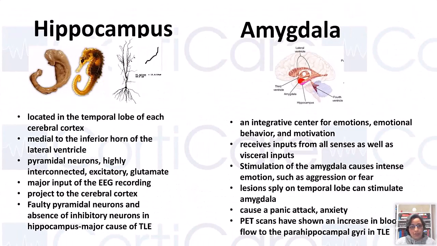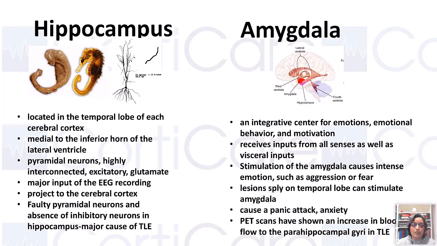I'm going to talk about the hippocampus and amygdala, giving them special importance here because the hippocampus comprises pyramidal neurons, which are highly excitatory and are the major EEG generators. And they are the major cause behind temporal lobe epilepsy. Hippocampus virtually translates to seahorse. It looks like a seahorse.